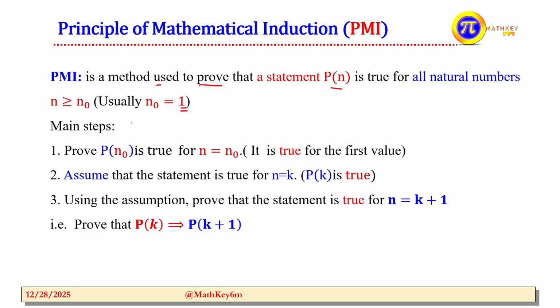So to prove the given statement is true, we follow these three main steps. The first one: prove P of n naught is true for n equals n naught, or at the starting point true መሆኑን check ማድረግ ነው.